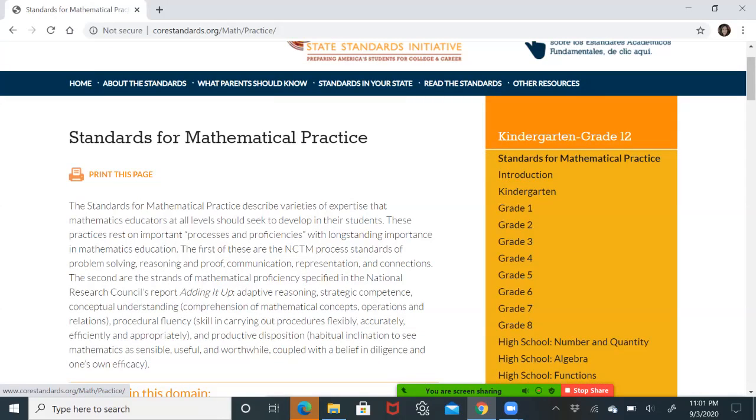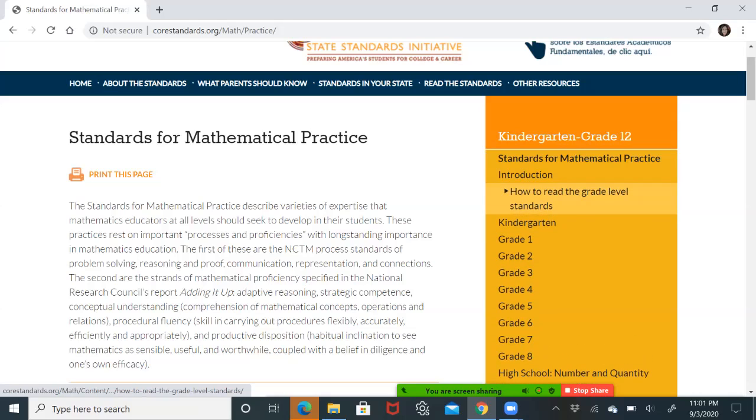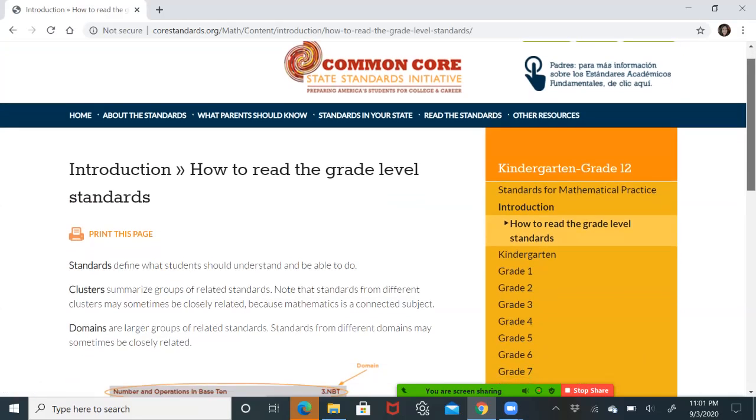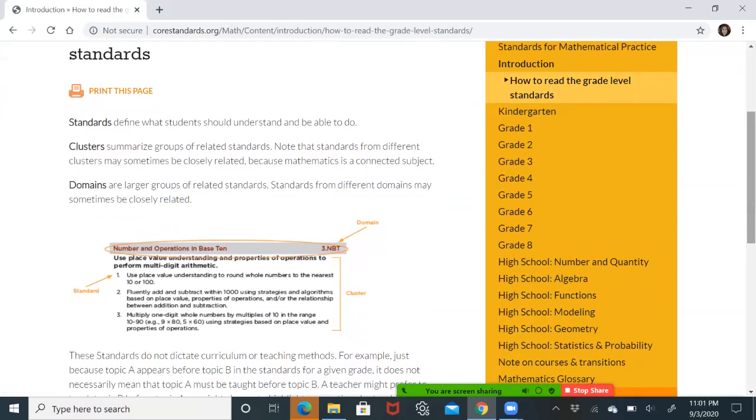Okay, so let's talk about the different content standards then. Here, if you click the introduction, you'll see they have an example of how to read the grade level standards. There are different categories, and as you drill down, we have these different layers here. So there's domains, clusters, and standards. Starting at the domain level, these are the biggest category of standards. They're the largest group, and in the domains are groups of related standards, as you can see here.